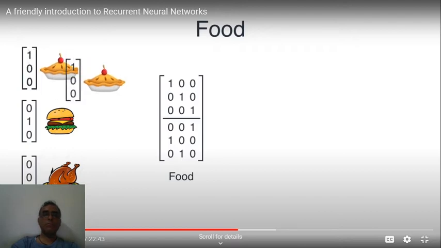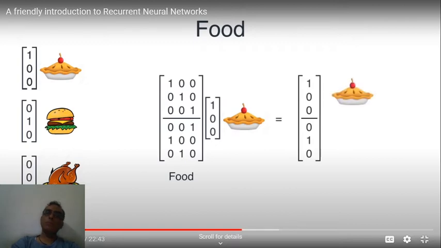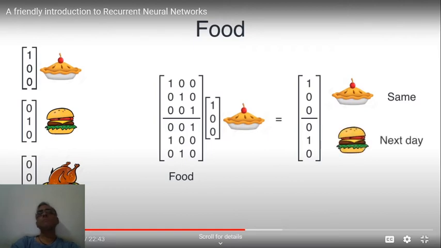And if I multiply the matrix by the vector representing an apple pie, this is what I get. I get a concatenation of two vectors where the top vector is the same thing that came in, because as you can see, the top 3 rows of the matrix are the identity matrix. And the bottom 3 rows of the matrix are the food for the next day, so the burger.